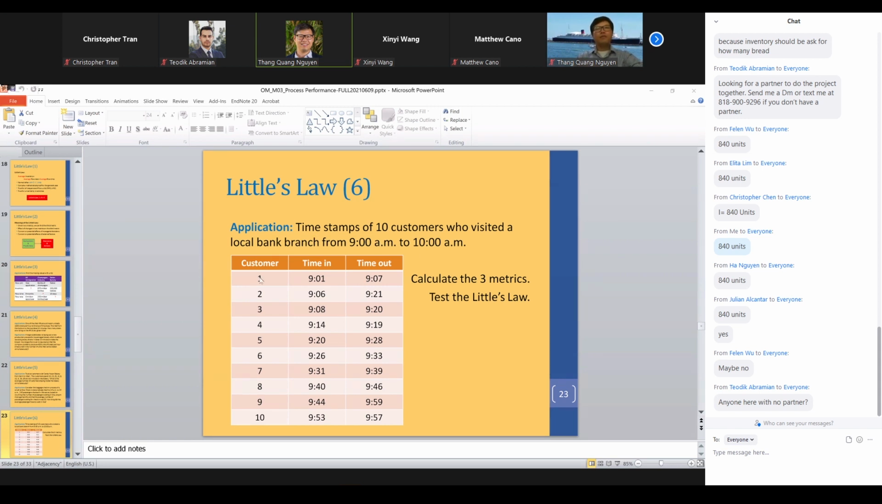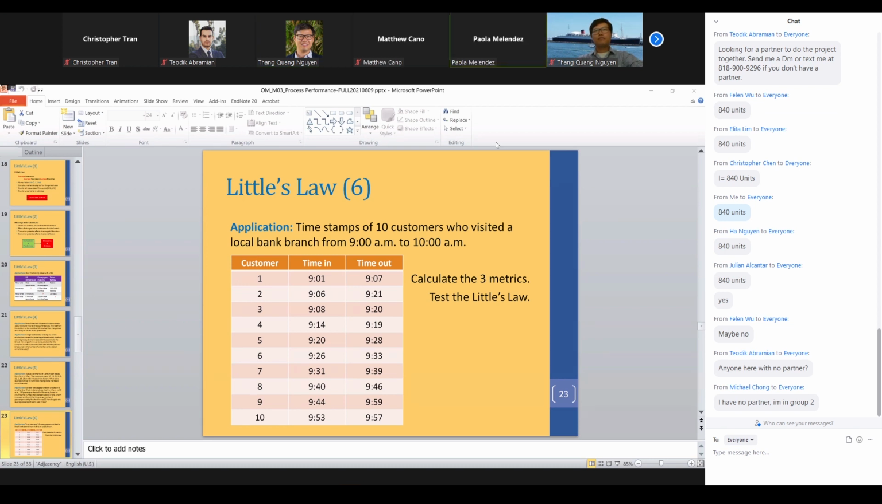So here is the information. All right, so in this case, what we see is the following. Customer 1 walked in at 9:01 and walked out at 9:07. Customer 2, 9:06, and walked out at 9:21.